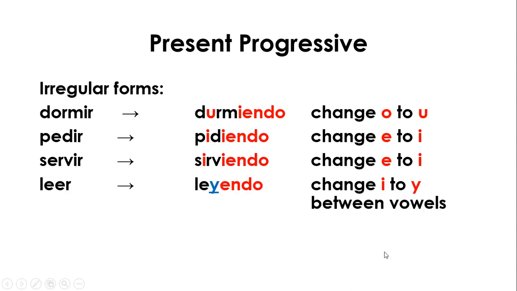The last example, leer, does something especially strange. Instead of doing I-E-N-D-O, we change the I to Y between the two E's and make it leyendo, Y-E-N-D-O. Good way to remember leer is you read with your eye. See how you see the word I inside of there? So hopefully that'll help you remember not to switch that to an I, but change it to a Y instead.